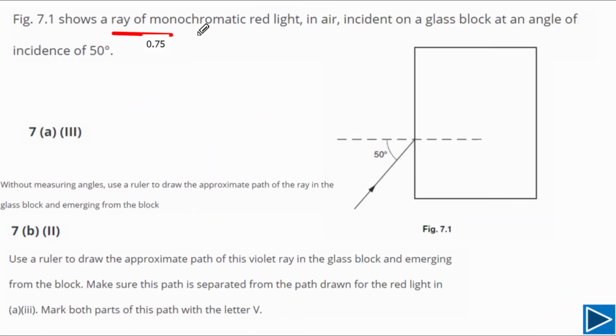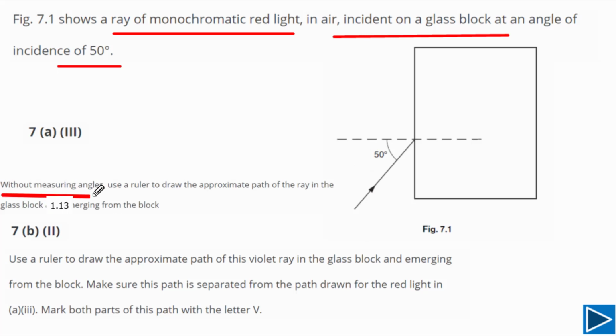For this question, a ray of monochromatic red light in air is incident on a glass block at an angle of incidence of 50 degrees. This is what is given to us. You can see here, this is a glass block and the angle of incidence of red light is given. This is 50 degrees. For this question, without measuring angles, we need to use a ruler to draw the approximate path of the ray in the glass block and also emerging from the block.